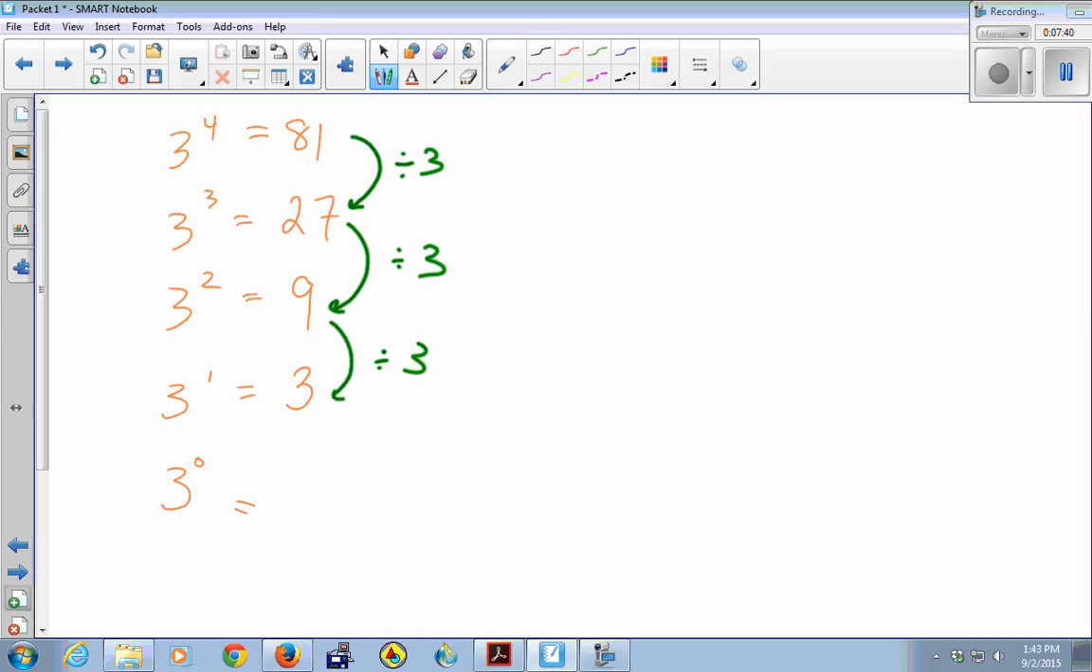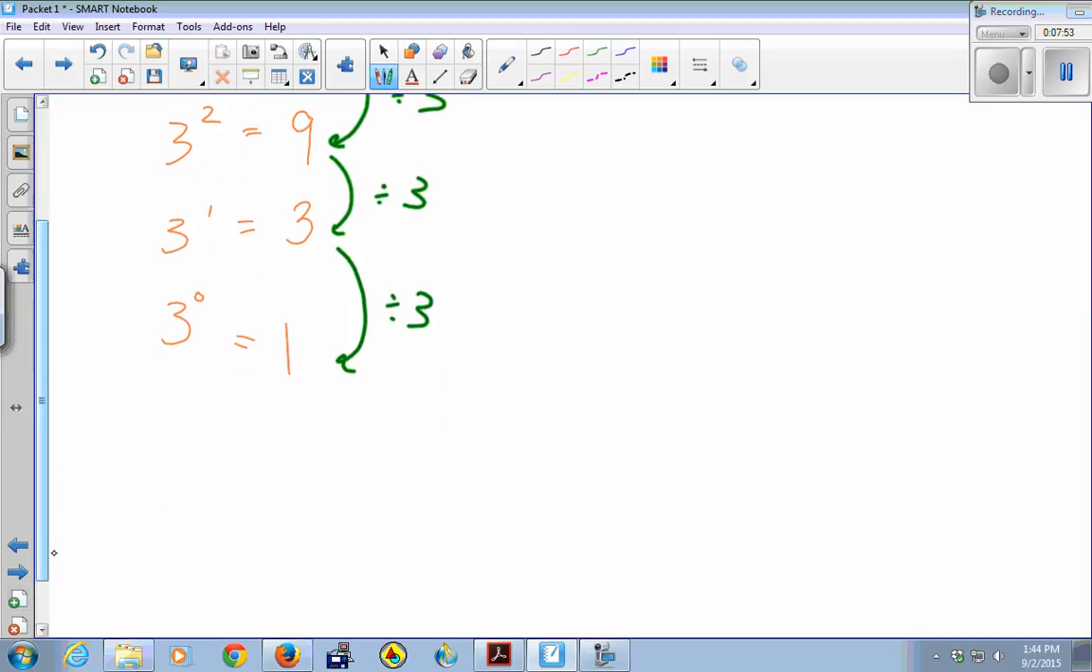And on the right, I would divide by 3. What's 3 divided by 3? 1. 3 divided by 3 is 1. Yep. Let's continue it one more. 3 to the -1, right? Reduce the exponent one more. What's 1 divided by 3? 1/3. 1 over 3 to the 1st.